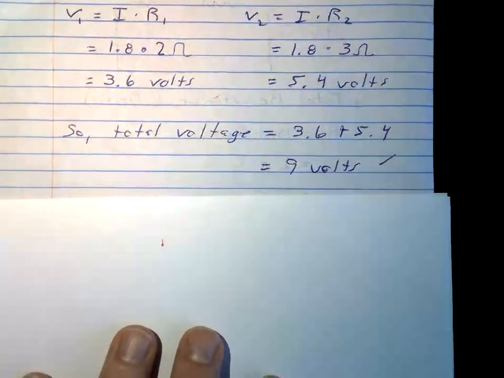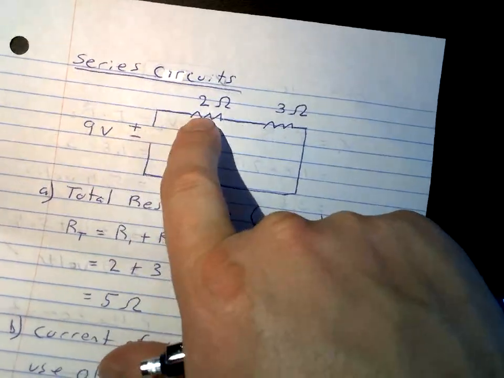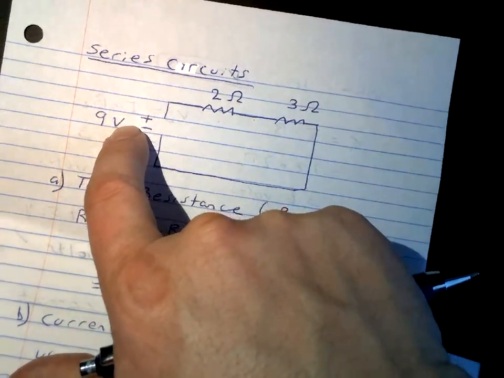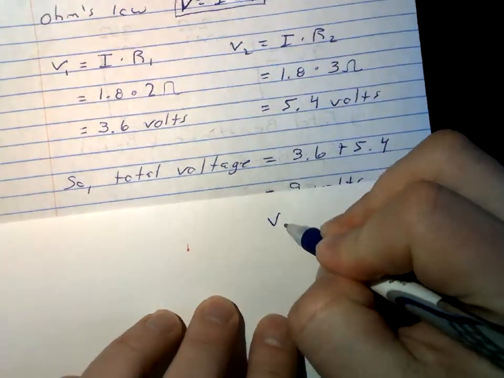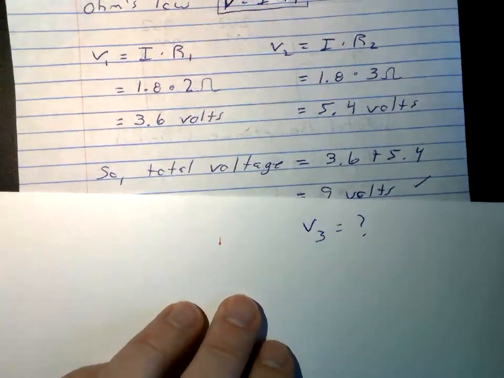Don't you get 9 volts? And what was the battery that we had on the front? 9 volts. So that's how you can tell how many volts these are taking with what you have. So let's say you wanted to hook up a third light, so you want to hook up a third resistor. You want to know some stuff about it.